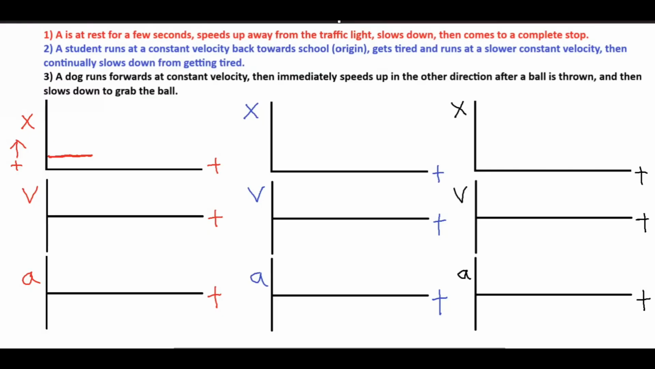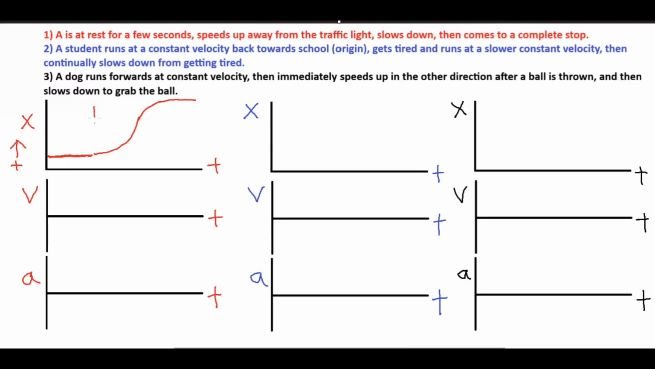Secondly, it speeds up away from the traffic light. If it's speeding up, that would mean that its slope is getting increasingly steeper to show that the rate at which it's moving is greater. So from there, we're going to rise up in the graph and then make the line get a little bit steeper. Third, it says it slows down and then it comes to a stop. So now instead of getting steeper, we want to make our line get progressively more flat and then stop towards the end.